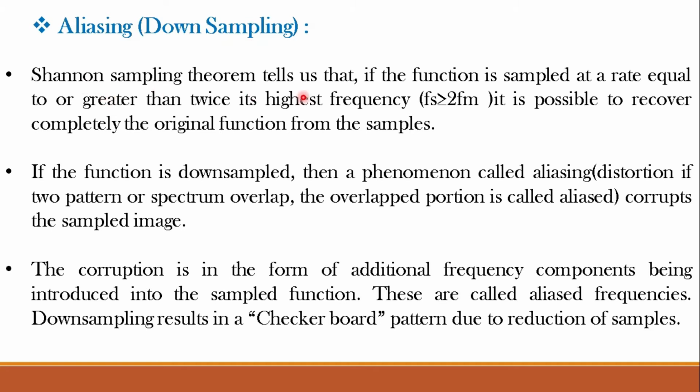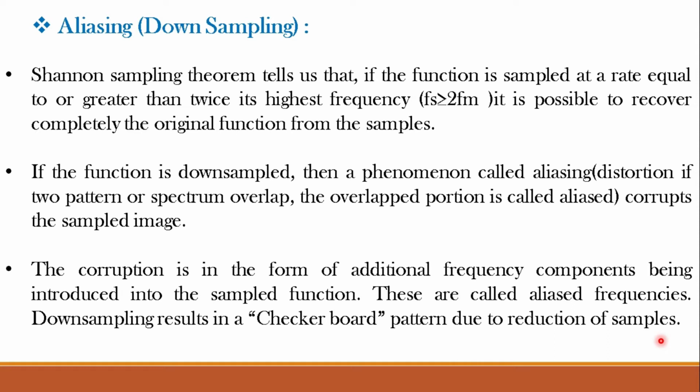The Shannon sampling theorem tells us that if a function is sampled at a rate equal to or greater than twice the highest frequency, that means the sampling frequency is greater than or equal to twice the modulating frequency, it is possible to recover completely the original function from the samples. But if the function is downsampled, then a phenomenon called aliasing, that is distortion, occurs. If two patterns or spectra overlap, the overlap portion is called the aliased portion and it corrupts the sampled image. The corruption is in the form of additional frequency components being introduced in the sampled image, and these are called aliased frequencies. Downsampling also results in a checkerboard pattern due to reduction of samples.